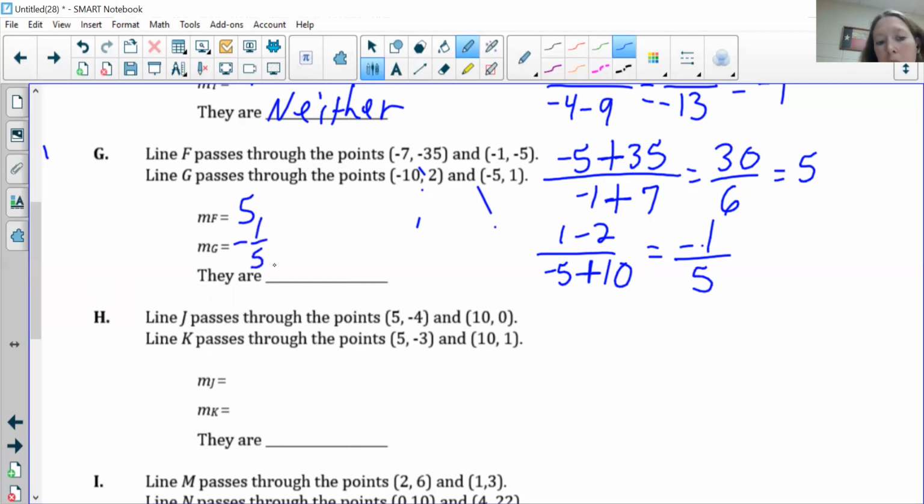Are they parallel? Are they the same? No. Are they inverse reciprocals of each other? Well, let's look. 5 is positive, negative 1/5 is negative. All right, so they're definitely inverses. And if I take 5 and flip it upside down, yes, so these guys are perpendicular.